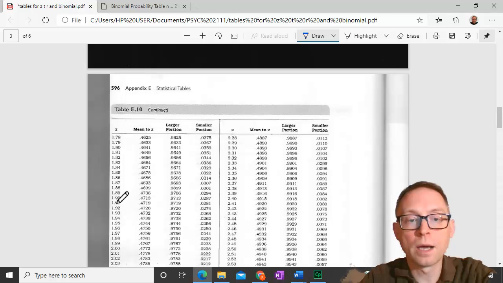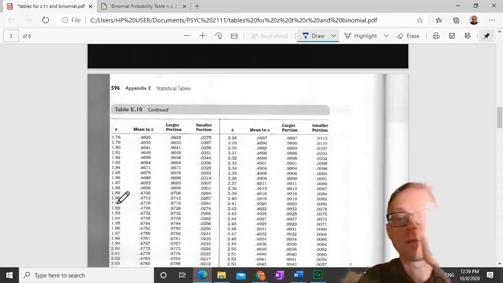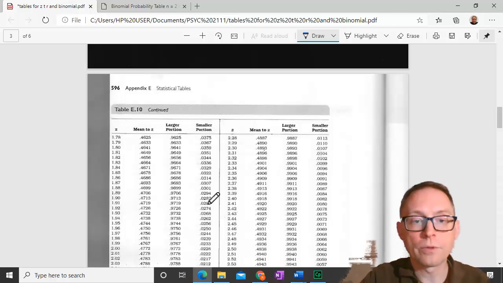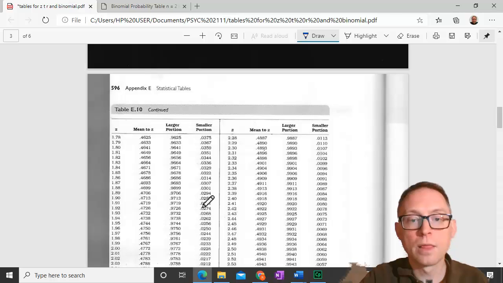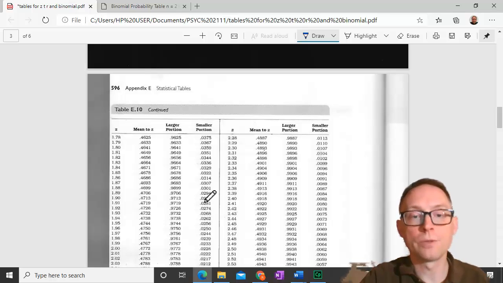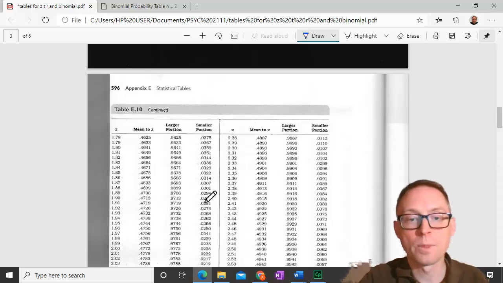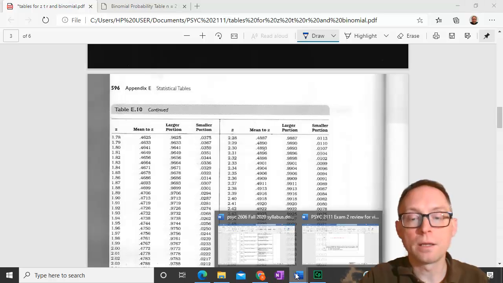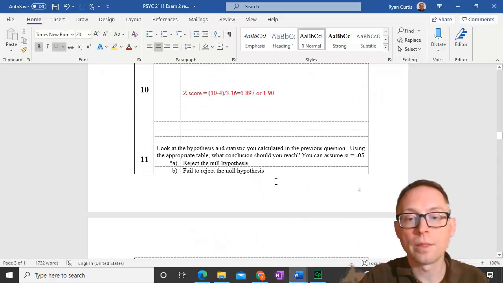1.90. Here it is right here. And since I only think it can be greater and not less, then I'm looking for the smaller portion, 0.0287. That is the probability of getting this z-score when the person's cell phones are not any different than the rest, right? Okay. So 0.0287 is the right answer for that question.